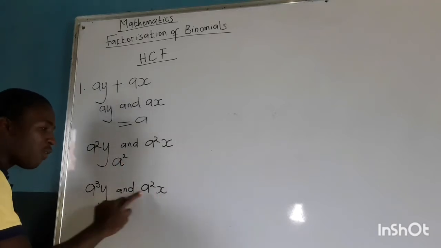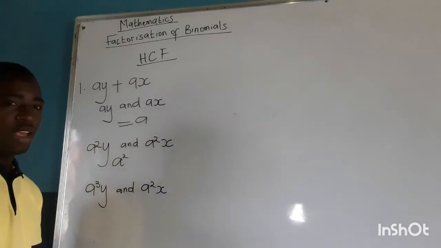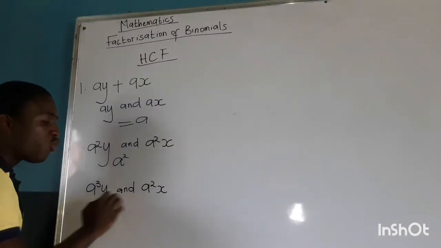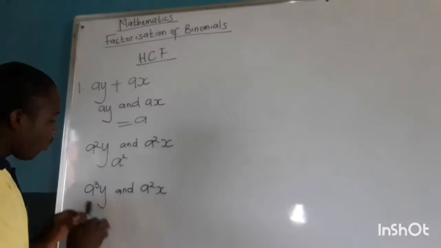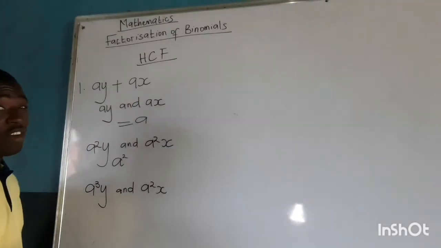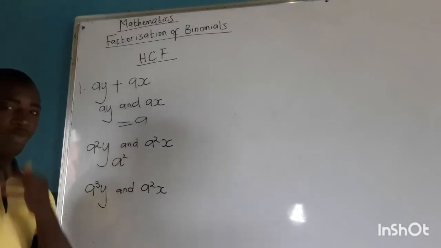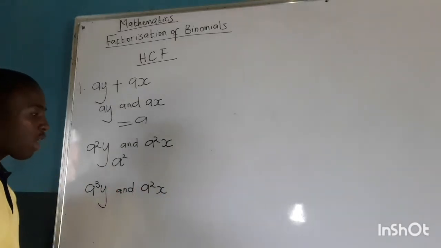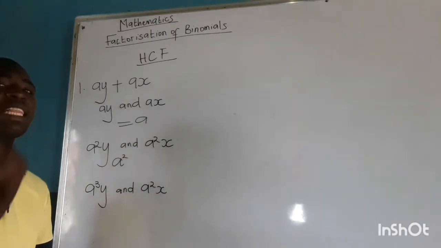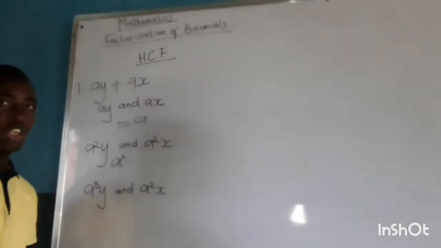Wetin I dey see for here, where I also dey see for here, or like they talk am for English, wetin dey common between these two things? So for us to know wetin dey common, just for the sake of this particular example, we go break these two down. When we break these two down, we go look at wetin dey common and how many times e dey common. Shey you understand?